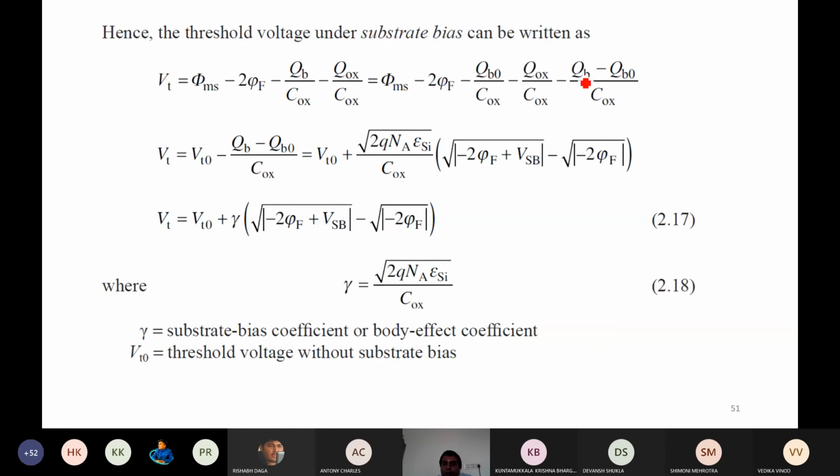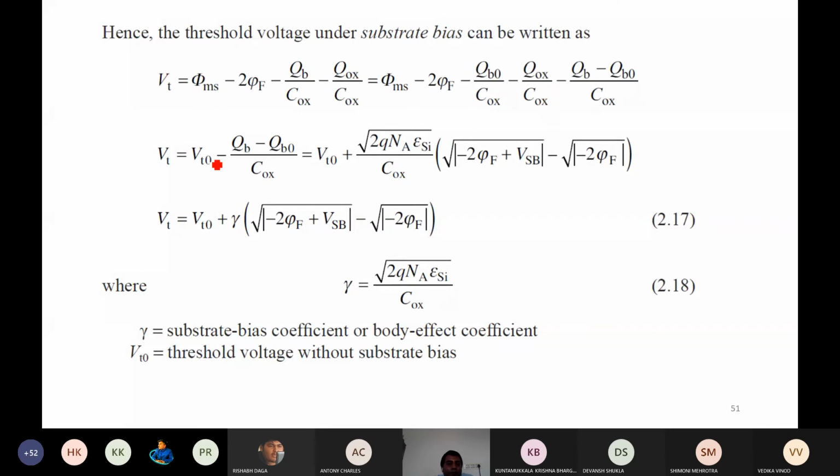This one is substituted here, and from there minus QB0 by COX is taken, and the same is written here. So in this way there is no difference, and terms are rearranged. And if terms are rearranged, then we are able to find that all the other terms are these terms: minus phi ms minus 2 phi f minus QB0 by COX minus QX by COX.